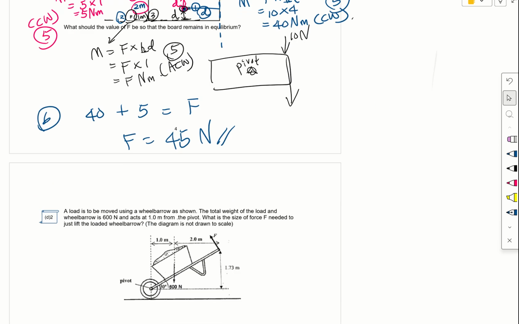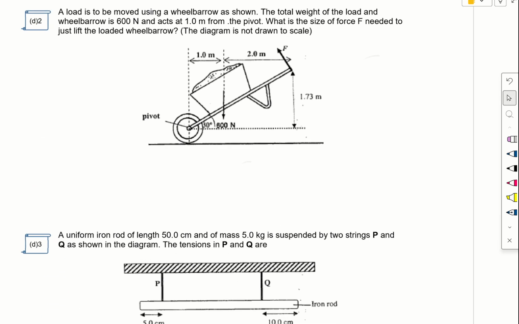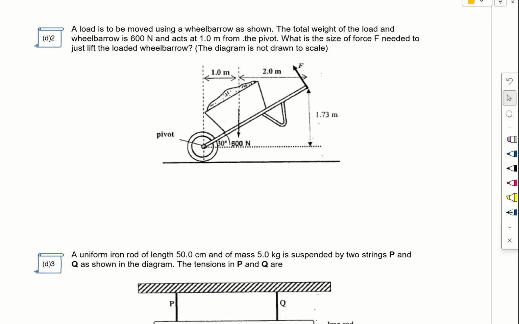Okay, D2. A load is to be moved using a wheelbarrow as shown. The total weight of the load and wheelbarrow is 600 Newton. So over here, 600 Newton acts at 1 meter from the pivot. Now, what's the size of force F needed to just lift? If it's just to lift, then we can apply the principle of moment. We just lift it and just hold it there. So we have the force F here, right?